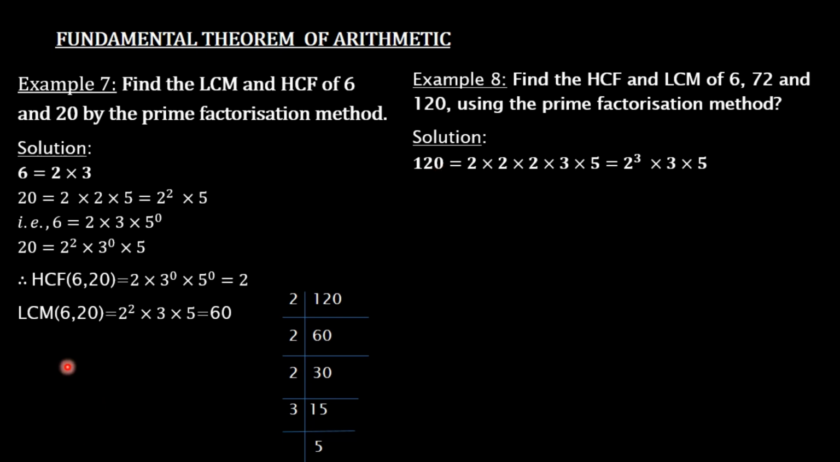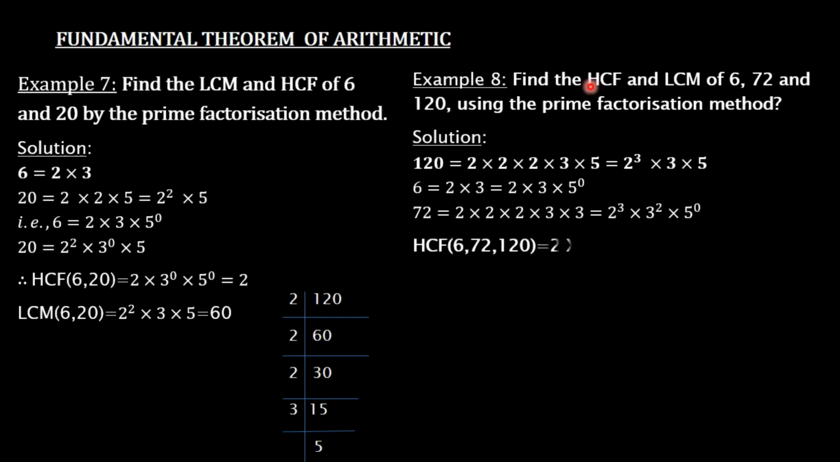Okay. Then what is 6? 2 into 3. We are adding a 5 raised to 0 since the 5 term is absent here. Then what about 72? 2 cube into 3 square, that is 8 into 9, into 5 raised to 0 since the 5 term is absent here. Now how to find HCF? HCF is the least power of the common prime factors.